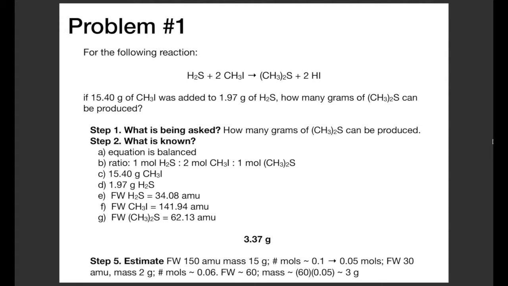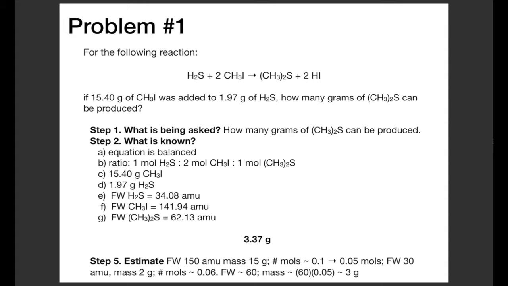We're going to approximate the formula weight of dihydrogen sulfide as 30 AMU, and its mass is 2 grams. The number of moles of dihydrogen sulfide we can therefore estimate as 0.06. Based on our reduced molar amounts, we say that methyl iodide is our limiting reagent.